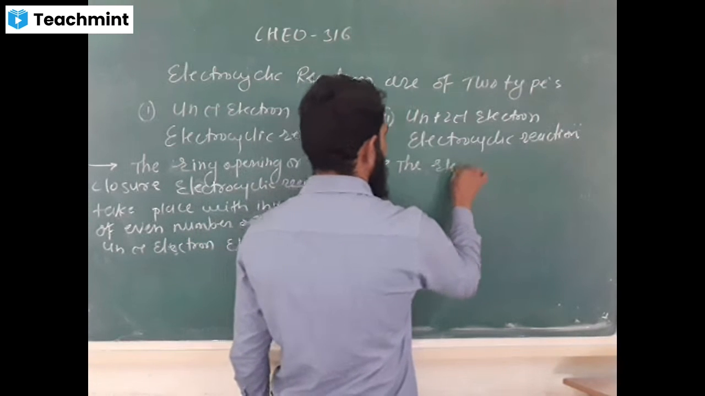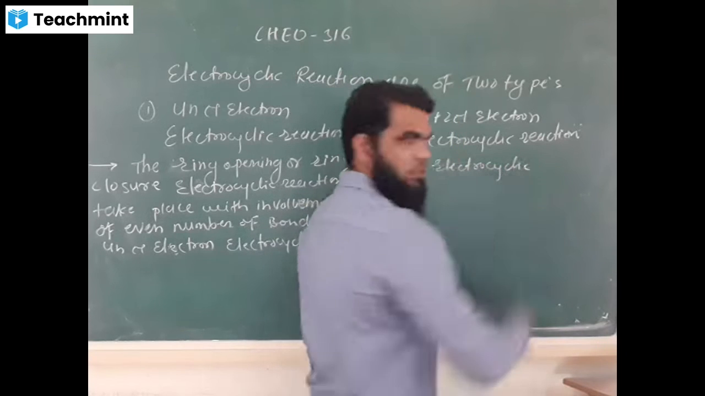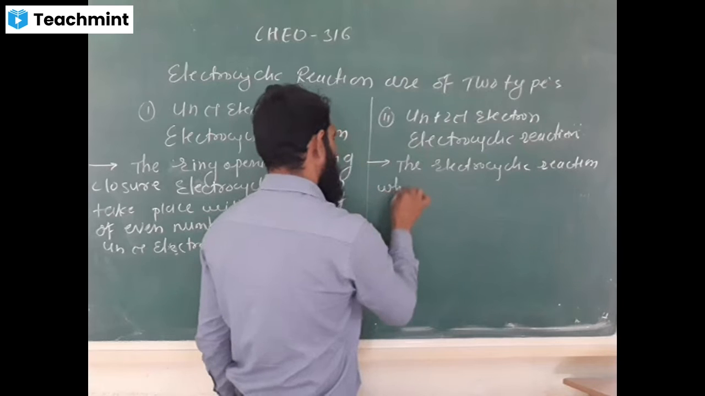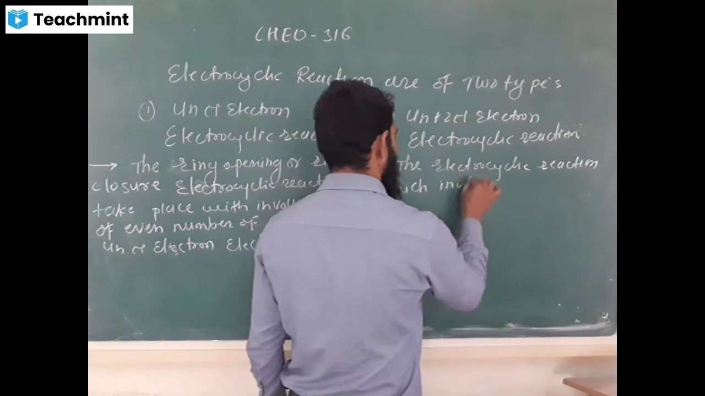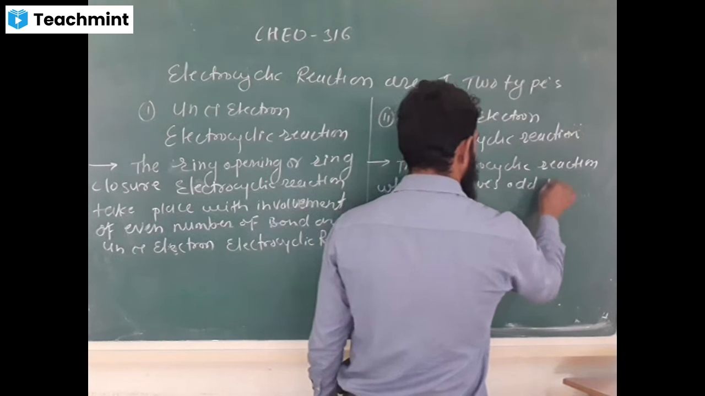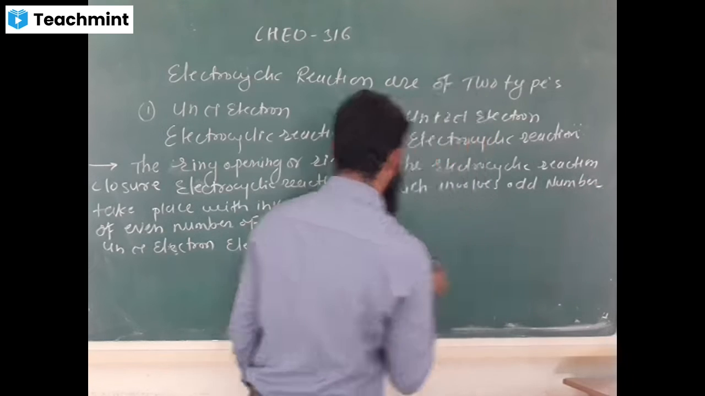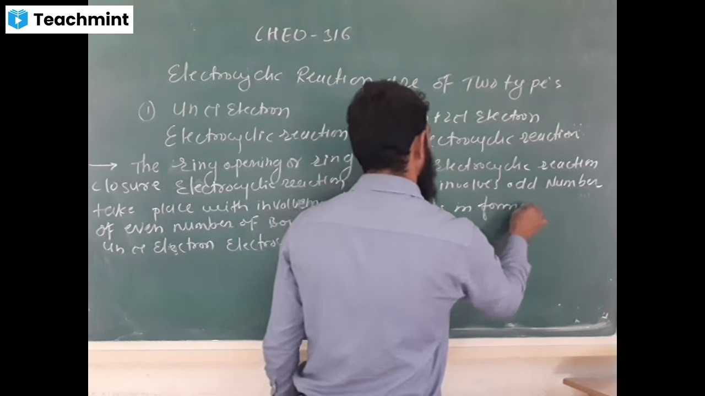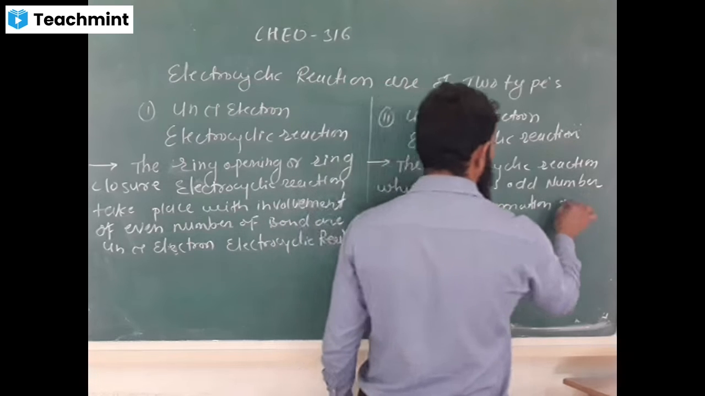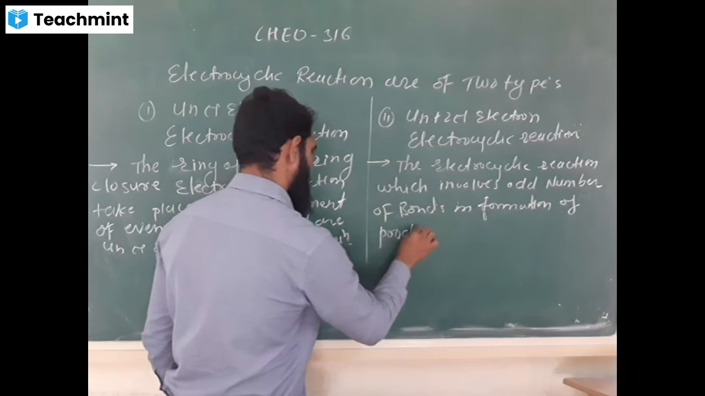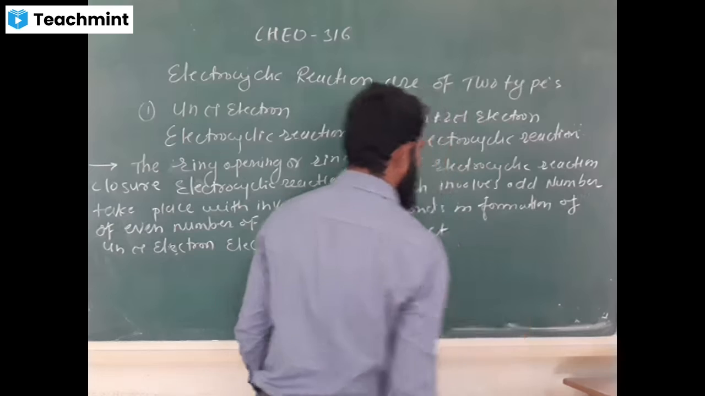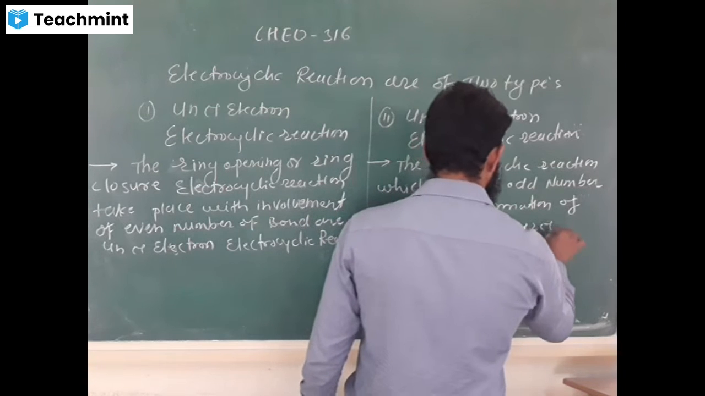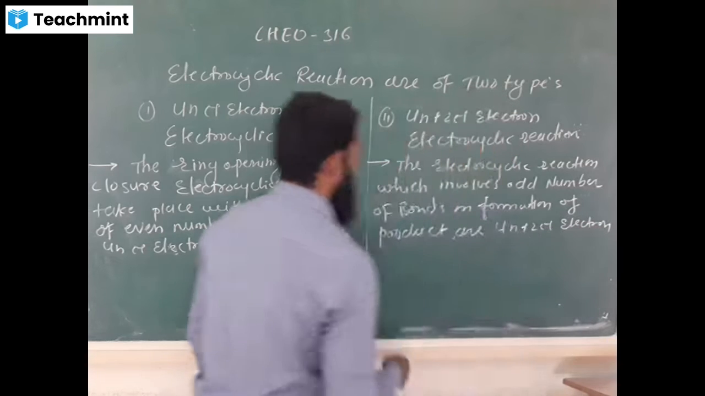Okay, the electrocyclic reaction which involves, we will write it in short here, which involves odd number of bonds in the formation of product are 4n+2 pi electron electrocyclic reactions.